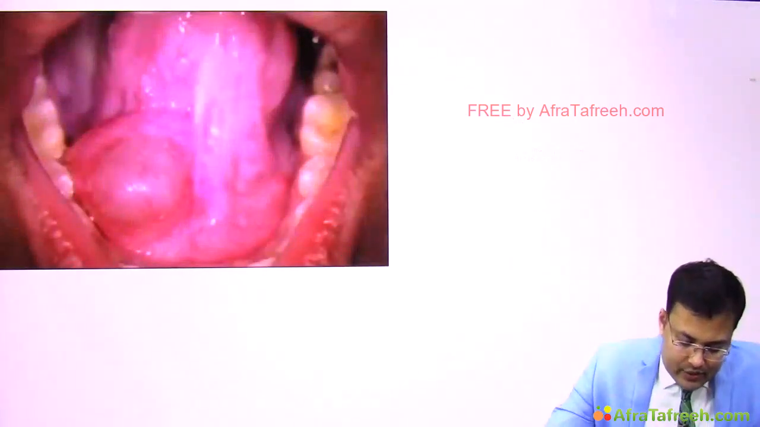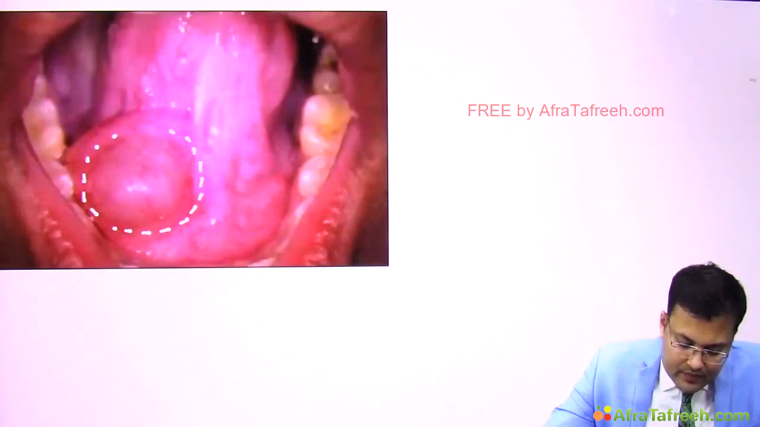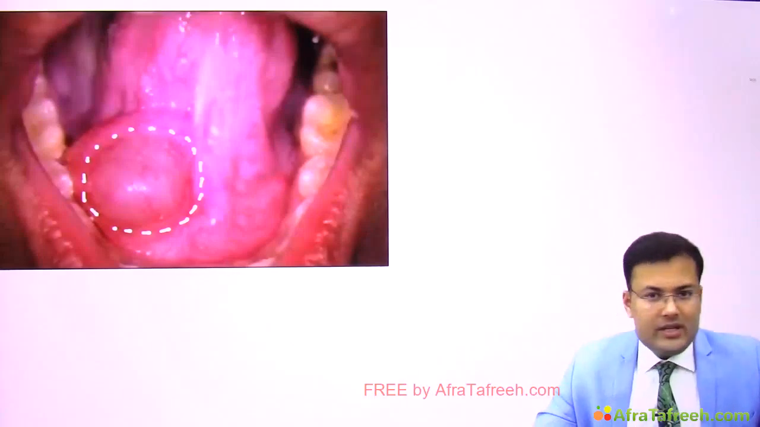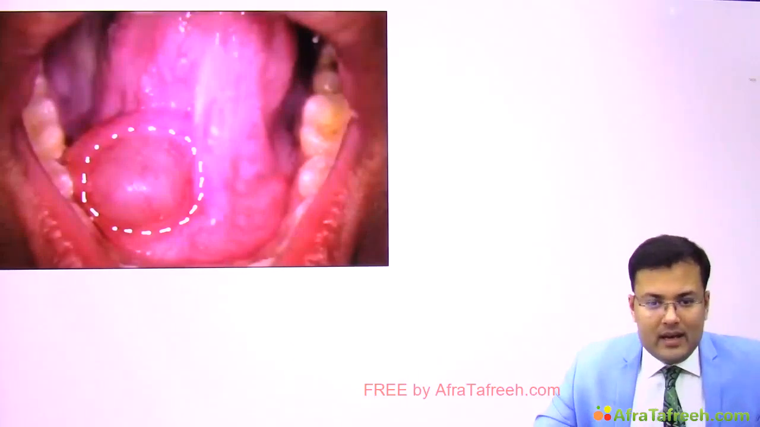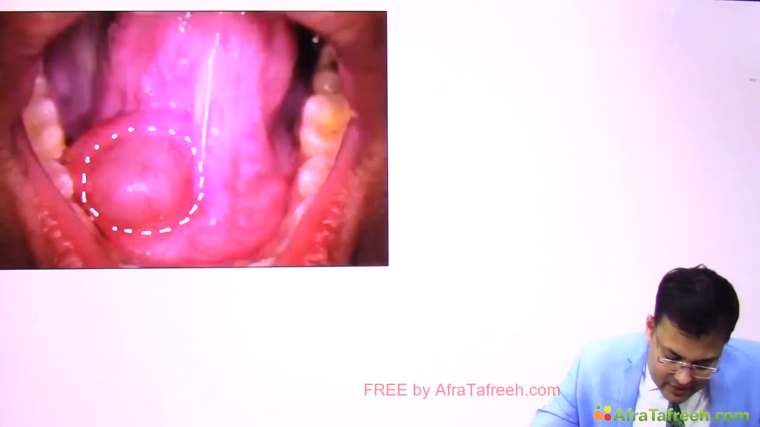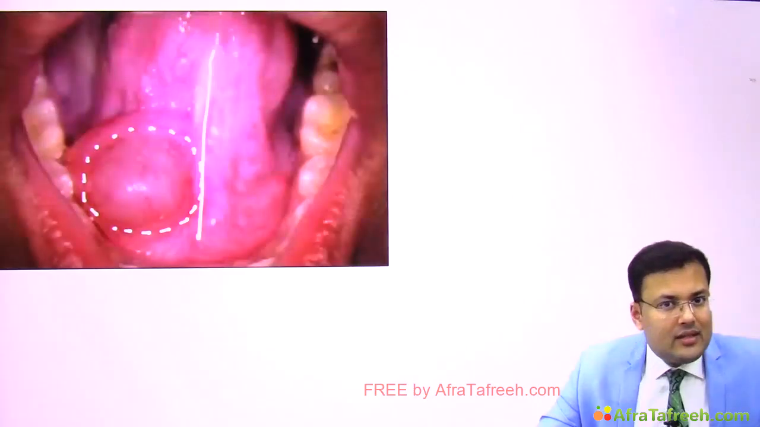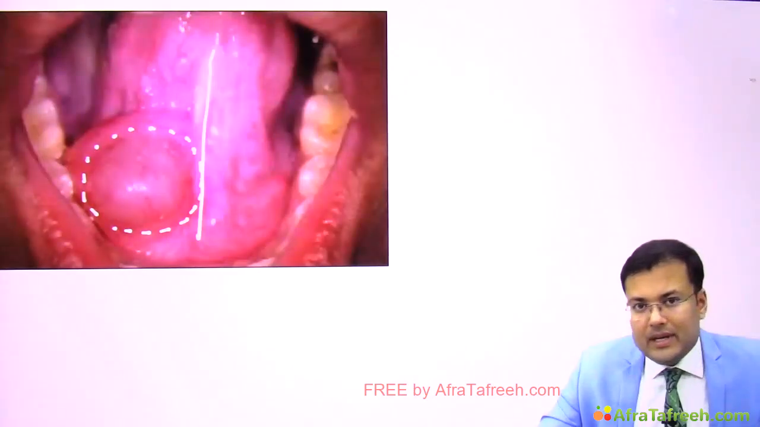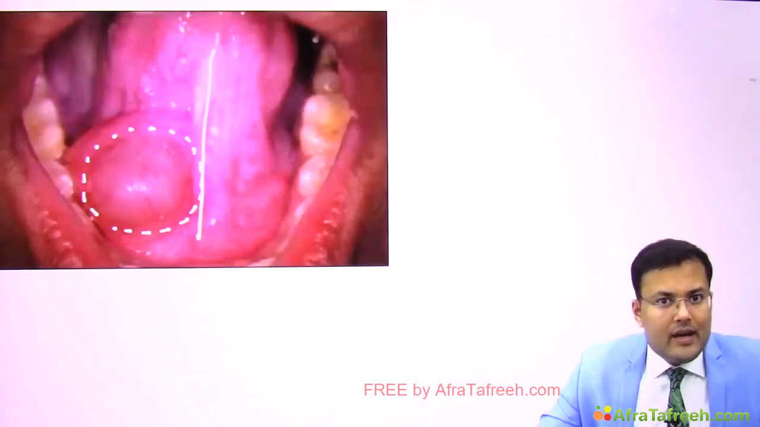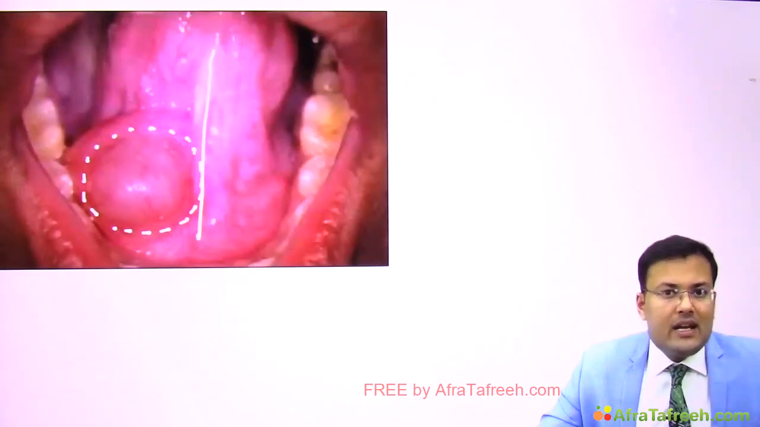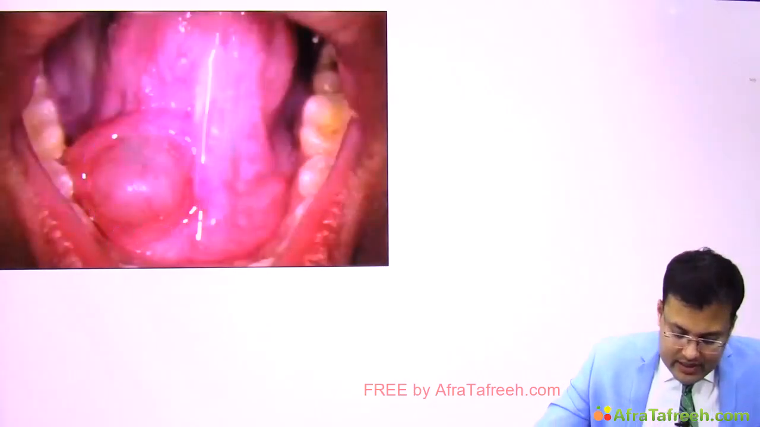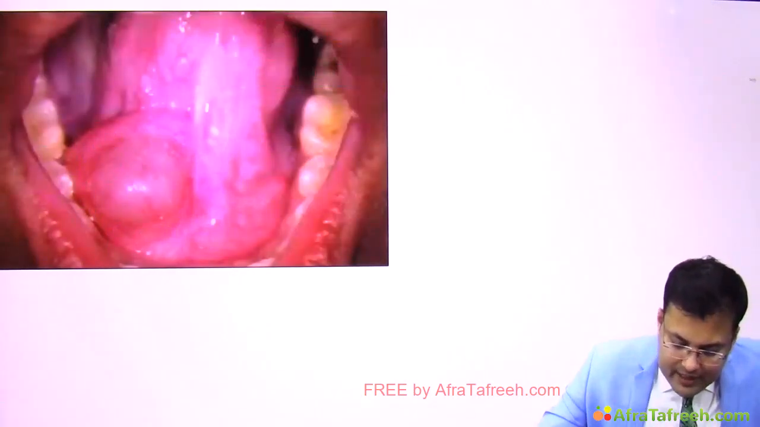Now tell me, what is the diagnosis? What you can see here is a cystic swelling in the floor of the mouth. It is bluish, so it resembles a frog's belly. And can you see, it is lateral to the midline. This is the frenulum, so it is lateral to the midline. Cystic swelling, bluish appearance, resembles a frog's belly. So what's the name of this condition? This is ranula, very, very important.